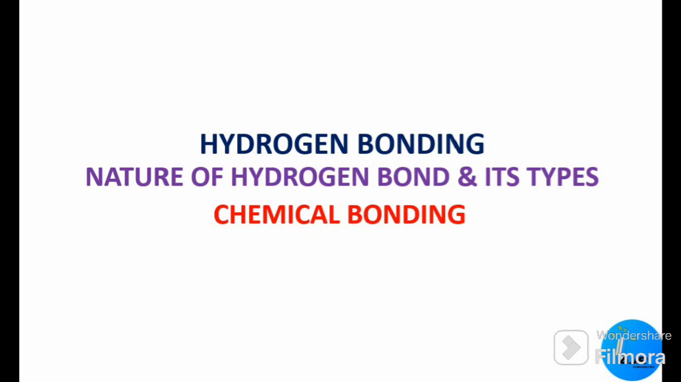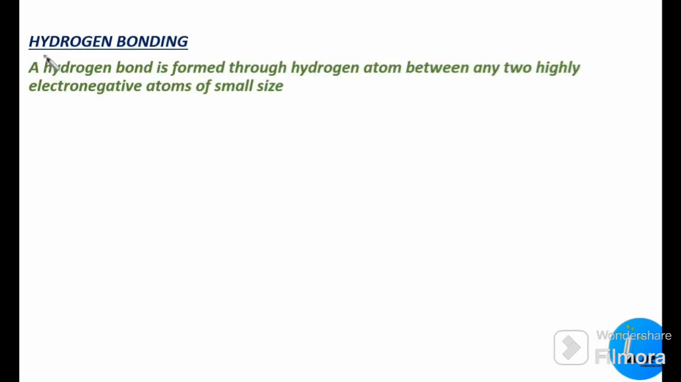So today we are going to see about hydrogen bonding, that too the nature of hydrogen bonding and its types. Okay. By the way, what do you mean by hydrogen bonding? Actually, a hydrogen bond is formed through a hydrogen atom between any two highly electronegative atoms of small size.